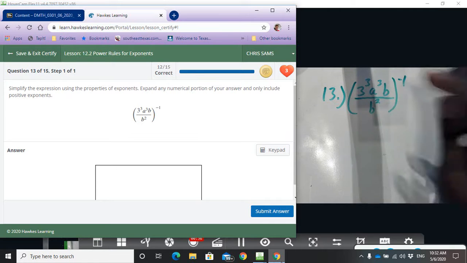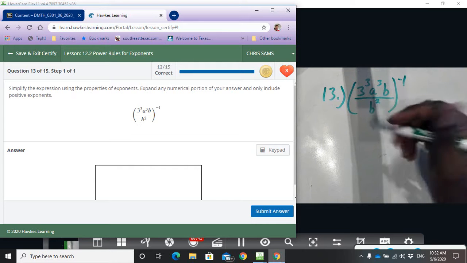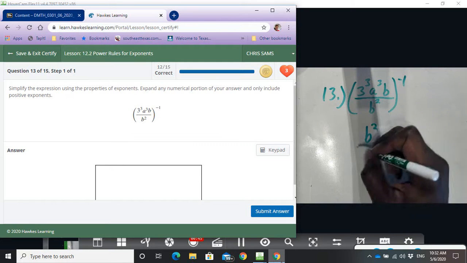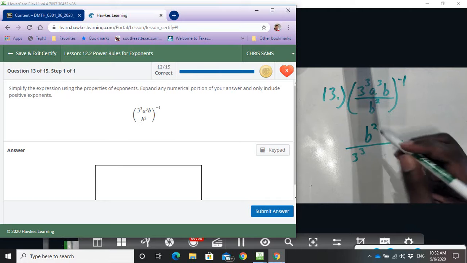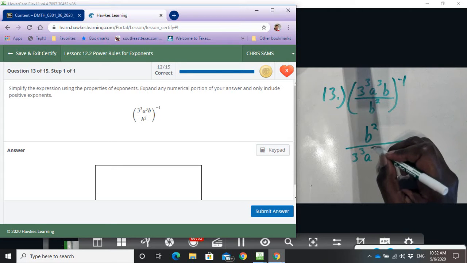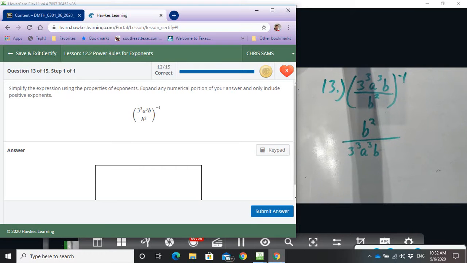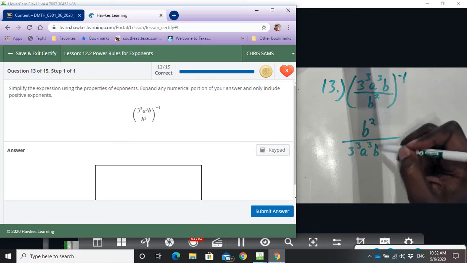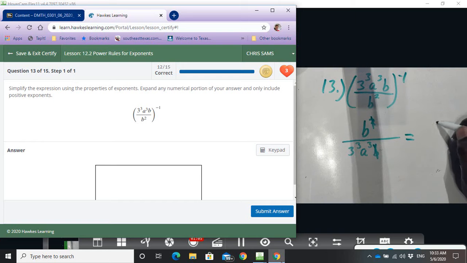So I'm going to go ahead and just do that, kind of like what we did in the previous problem. We're just going to flip this and get rid of that negative exponent. So this will become b squared over 3 cubed a cubed times b. And then from here, we will subtract exponents. So I have 2. We're going to subtract 1. It's going to leave us with 1b on the top and no b's on the bottom.